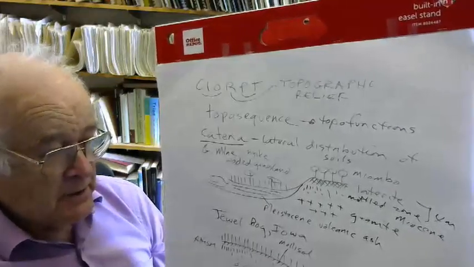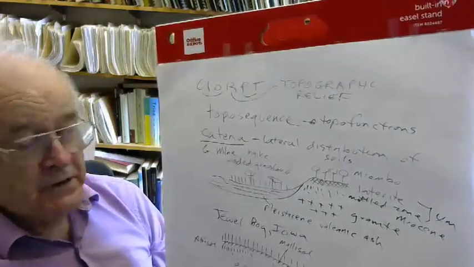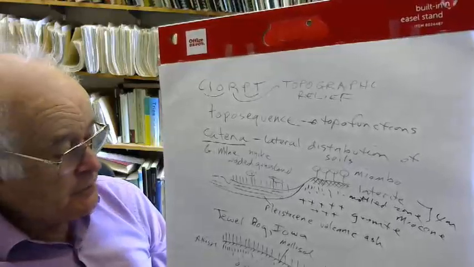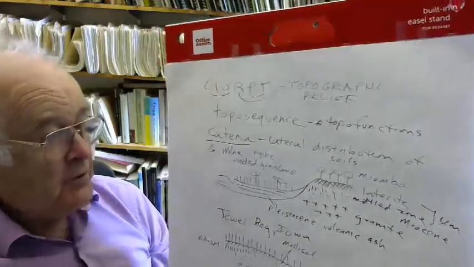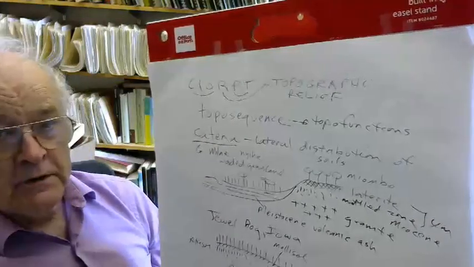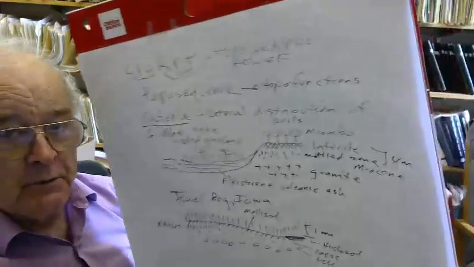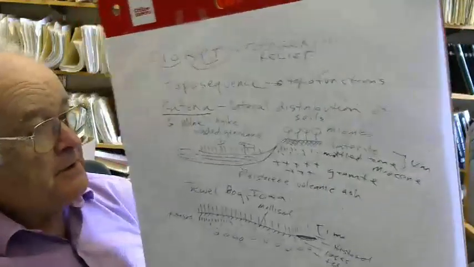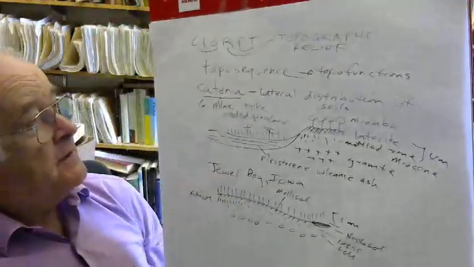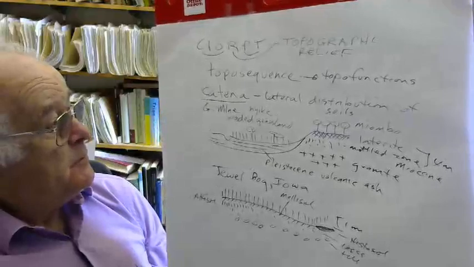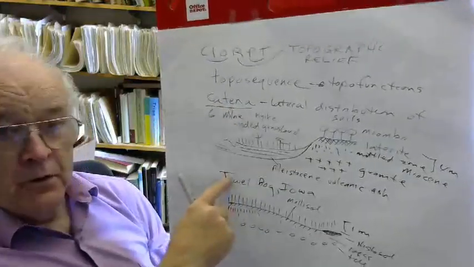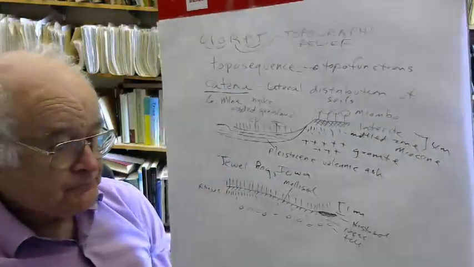It's not anything that is particularly useful for studying paleosols, unfortunately, but it is an example of a toposequence, and these are topofunctions. I've never been able to use any of them, but they are there. The distinction then between a catena and a toposequence.